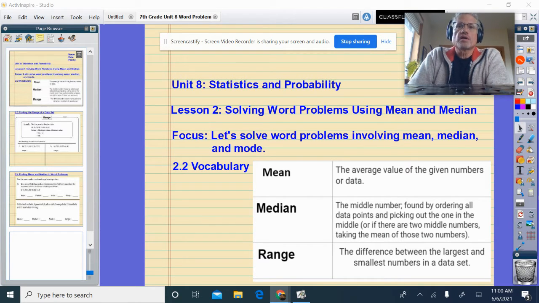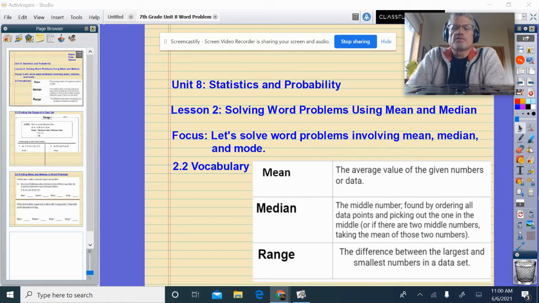We'll be talking about solving word problems using mean and median, and also putting in a new concept called the range, but we'll talk about that in a second. So first of all, we have the mean. This is our lesson, lesson 2, solving word problems using mean and median. Focus is let's solve word problems involving mean, median, and mode, and also range.